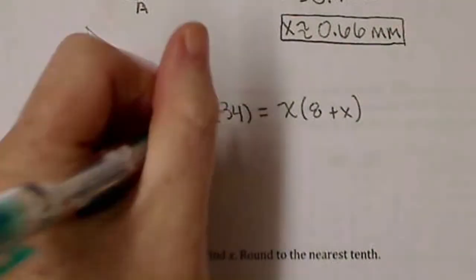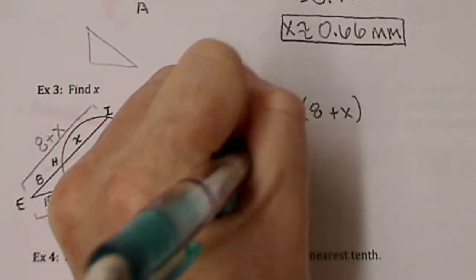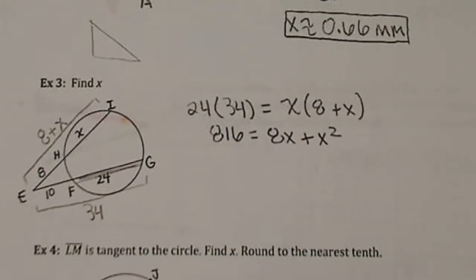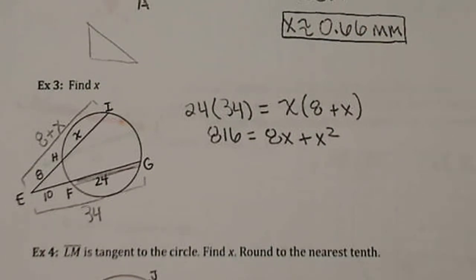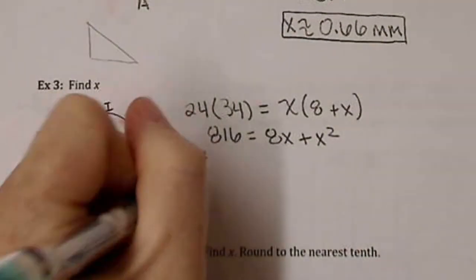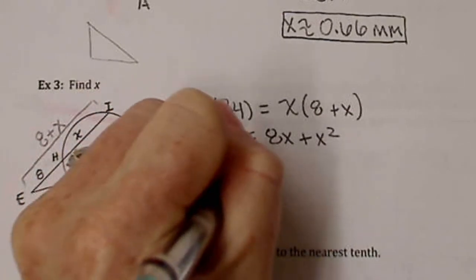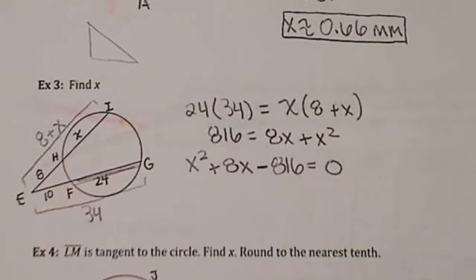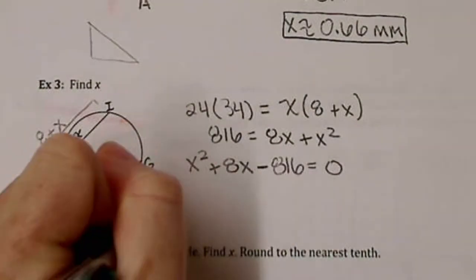And let's go ahead and simplify that. 816 equals 8x plus x squared. Okay, since our x squareds can't cancel because I only have 1, let's move everything to the right side, set it equal to 0, so that we can see if we can factor. So we get x squared plus 8x minus 816 equals 0. Okay. Can I factor this? Nope. So I have to use the quadratic formula.